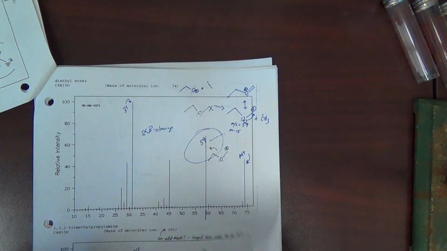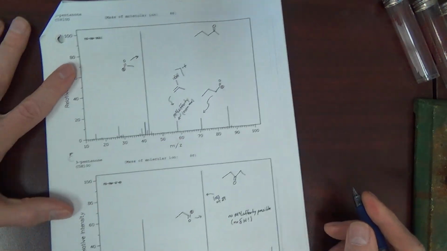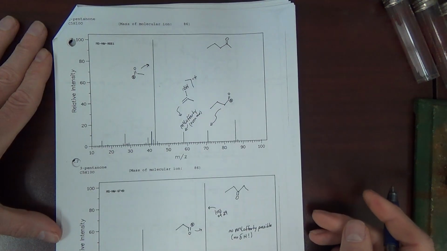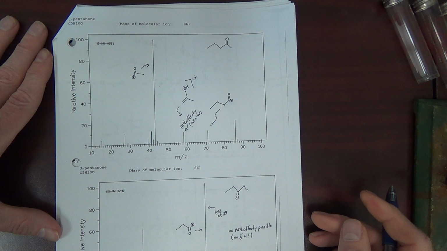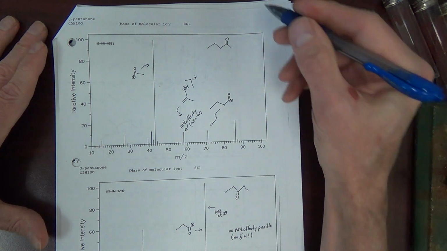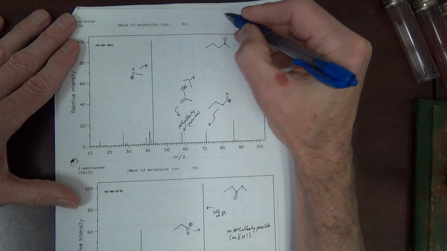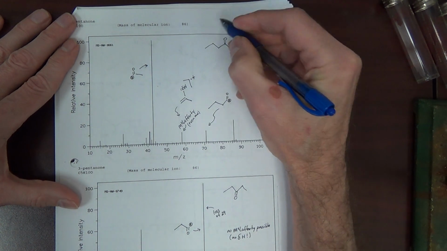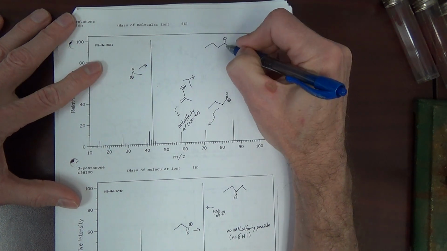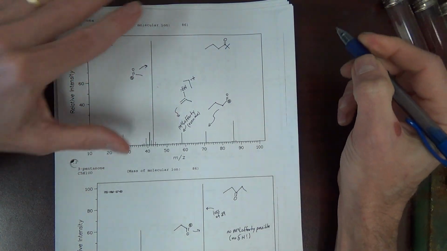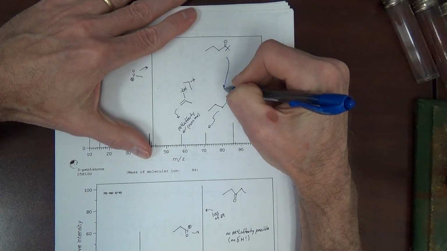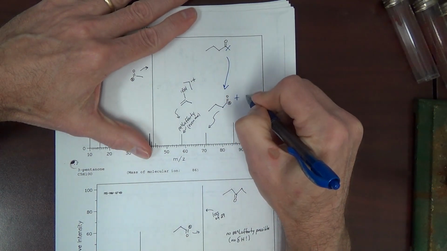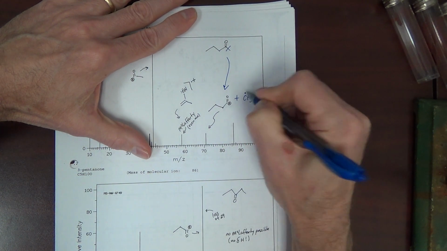Okay, let's move forward a little bit more. Let's talk about carbonyl compounds. We can also do alpha cleavage with carbonyl compounds. The alpha beta cleavage, though, is from the oxygen. And a common place to cleave is here. This is going to give this plus a CH3 radical.